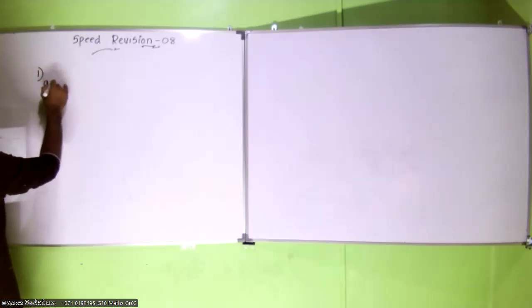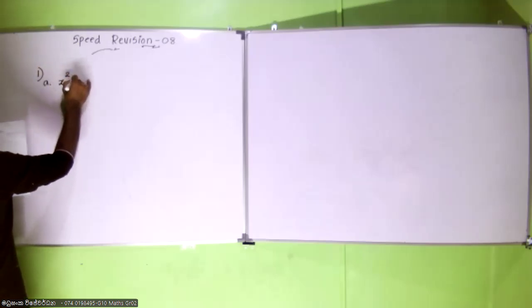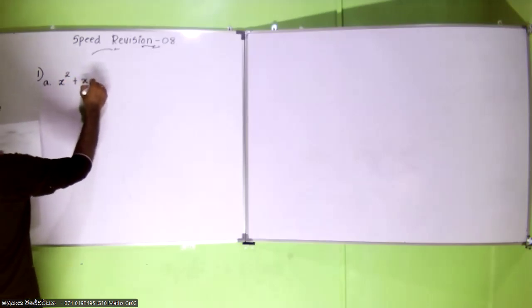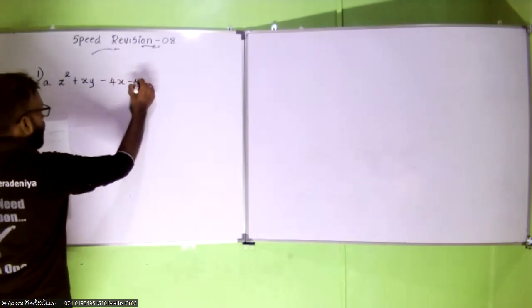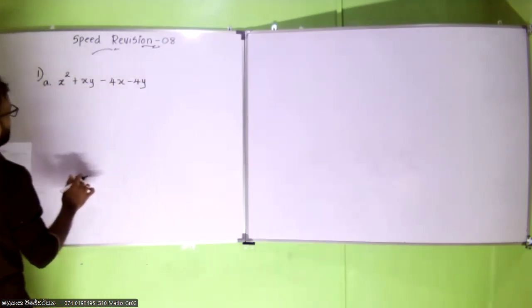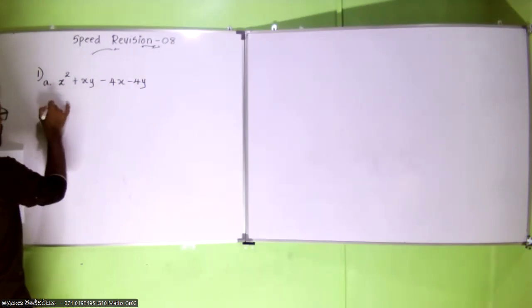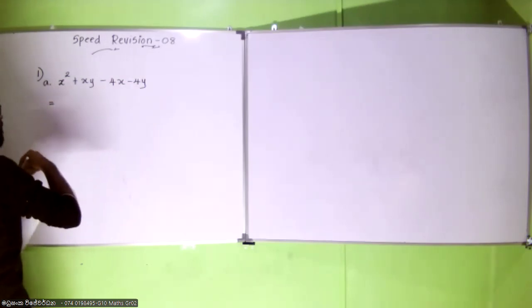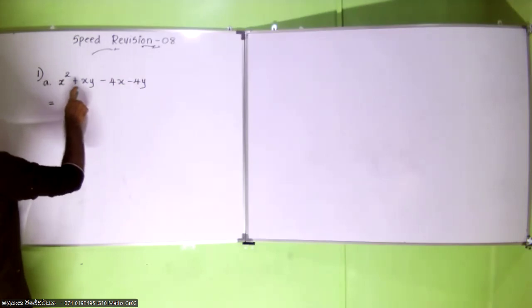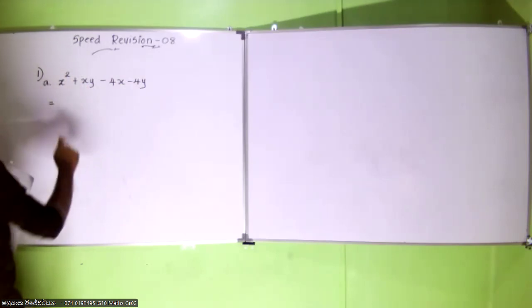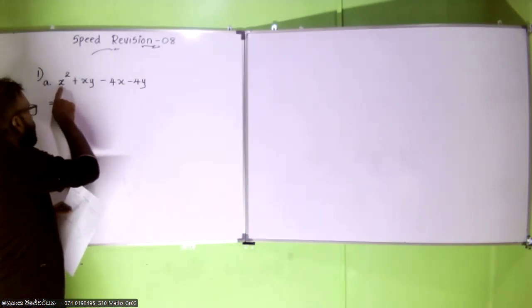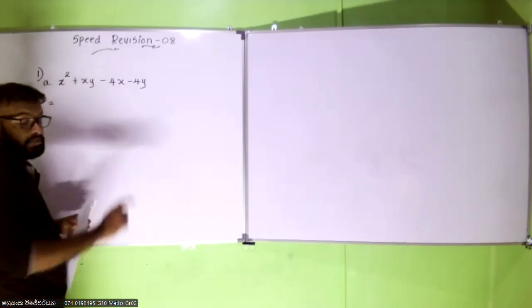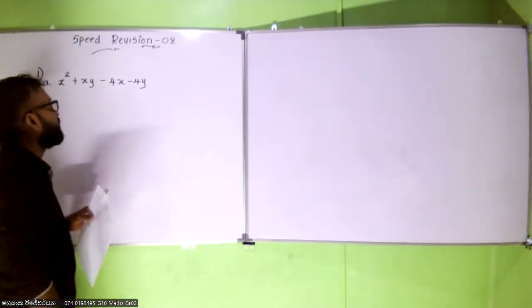So the first question, part A, right? So we have something like x squared plus xy minus 4x minus 4y, right? Okay. So the equal mark. When you consider these two terms, x squared plus xy, you can see there is a common term, right? So for this one and this one, you can see x as the common term, x, right?